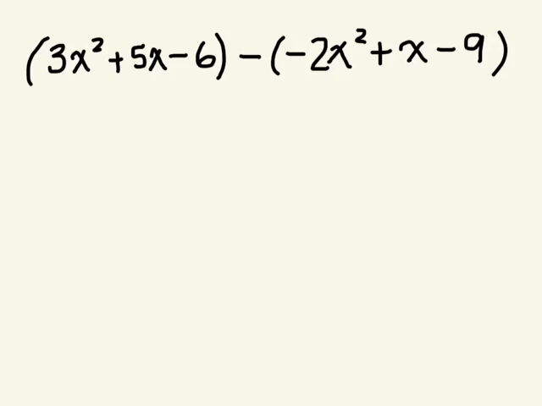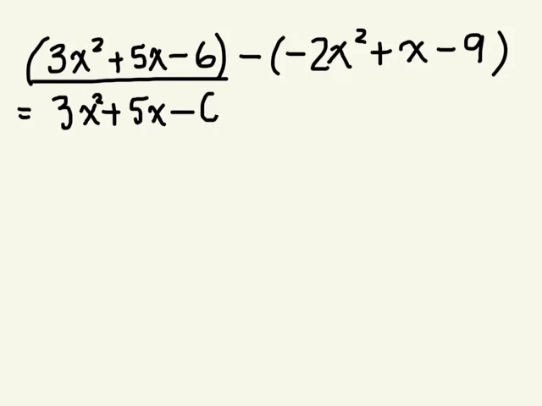So the first set of brackets, can we simplify anything inside that bracket? No. How come? Are any of them like terms? No, so we're just going to drop the brackets. So we have 3x squared plus 5x minus 6.